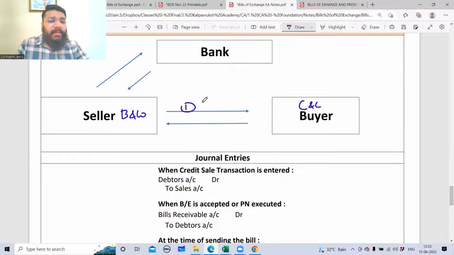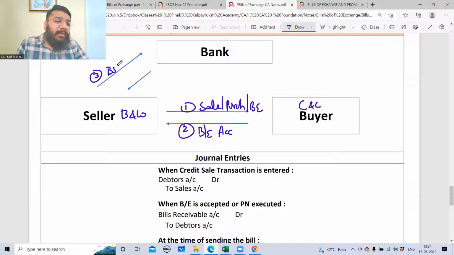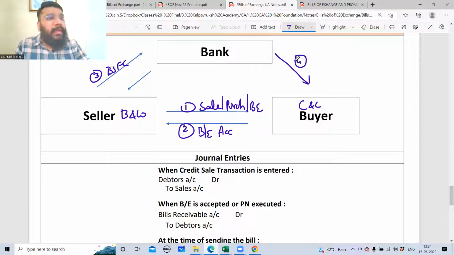The first transaction is a sale transaction or purchase transaction. Then along with that, a bill of exchange has been issued. Then the bill of exchange has been accepted by the buyer. Then the third transaction is the bill is sent for collection to the banker. Then the banker goes to the customer. The fourth transaction, the banker goes to the customer, collects the money and puts it in the bank account of the seller. Okay. So the first transaction, guys, can I say it is happening between the seller and the buyer? So we're recording it in the entry of B and Co.